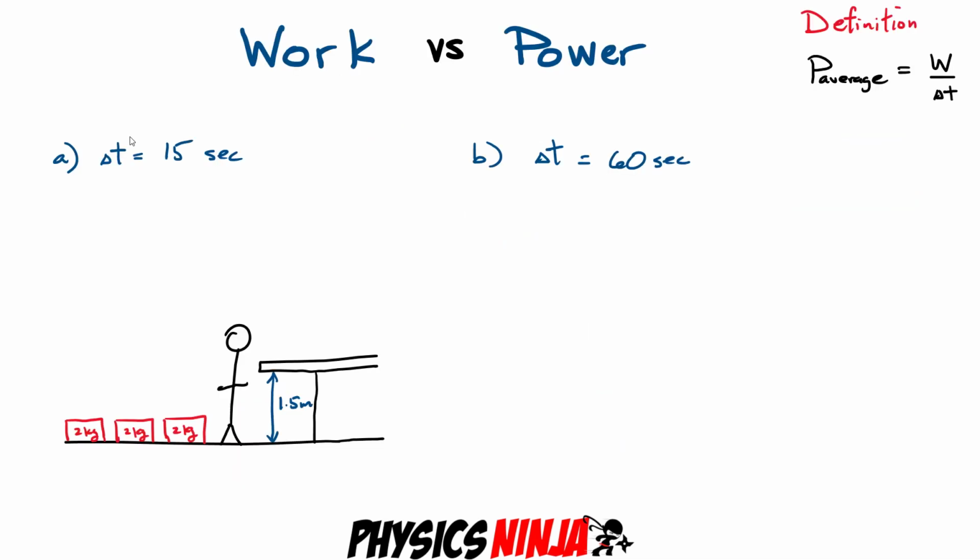All right, let's look at a simple example here just to illustrate the differences between work and power. I have the situation outlined in this little sketch down below. So I have 3 bricks. Each brick has a mass of 2 kilograms. And my goal is simply to lift the bricks and place them on top of this ledge, which is a distance of 1.5 meters above the ground. In the first case, I want to accomplish all of this in 15 seconds. Okay? I'm going to do it rather fast.